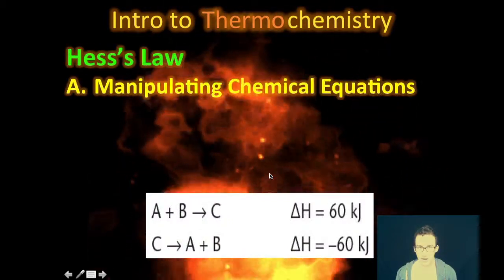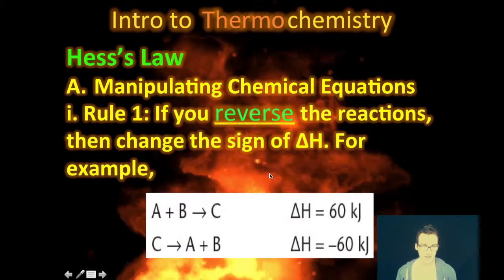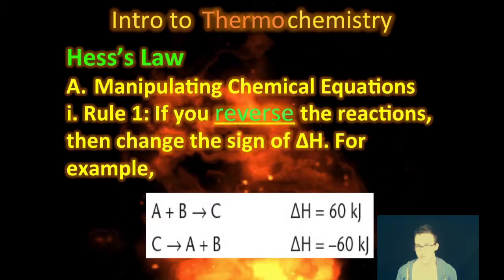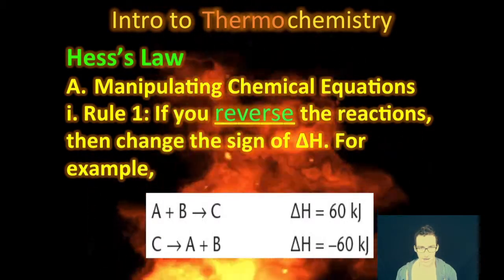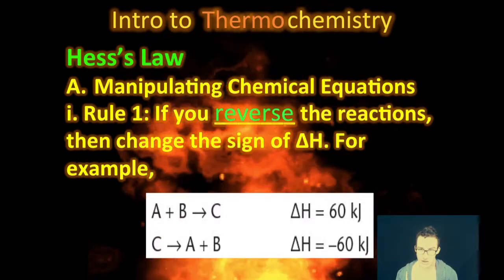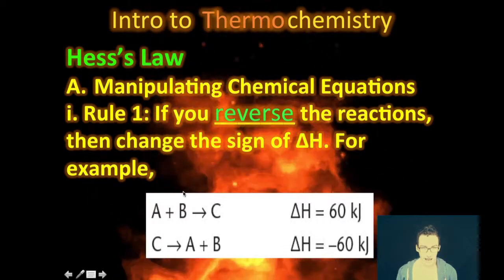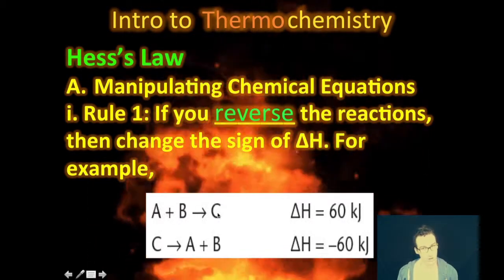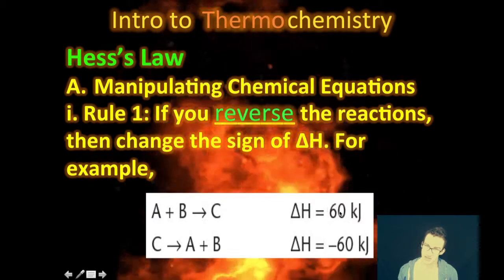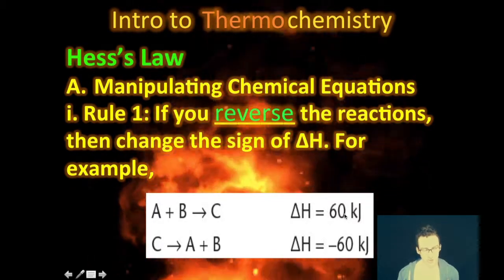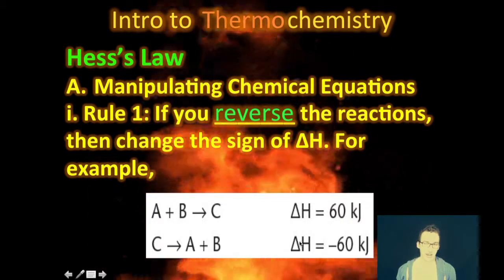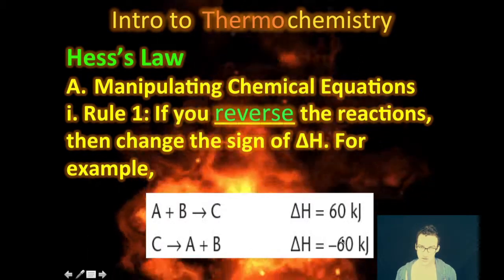Basically, just a couple of things that we can use for Hess's Law. One, if you reverse the reaction, then you change the sign of the enthalpy change. For example, as you look at the equation we have here in the forward direction, we've got an enthalpy change of positive 60 kilojoules. If we were to reverse that reaction, we would get an enthalpy change of negative 60 kilojoules.